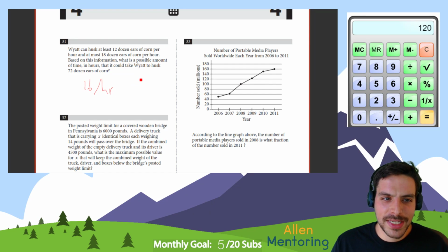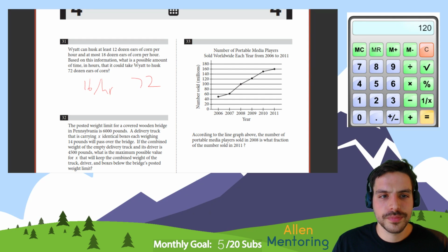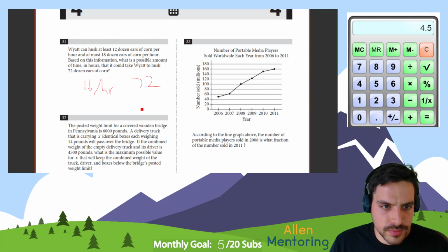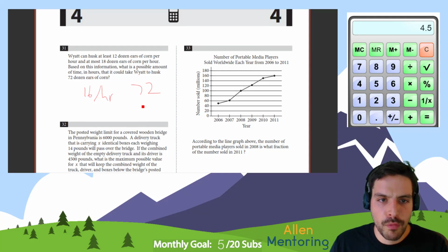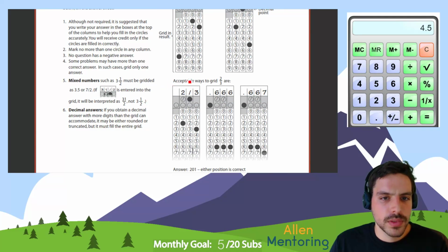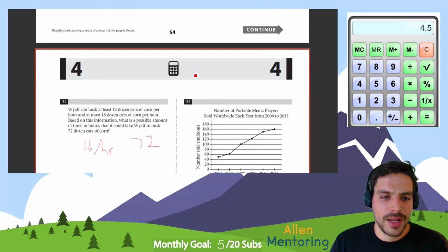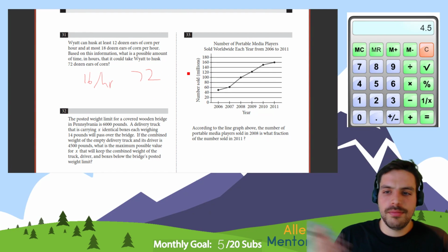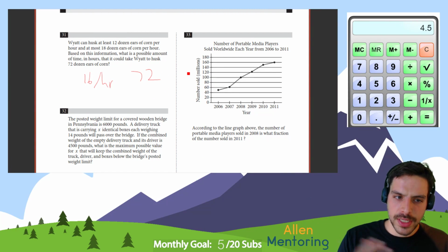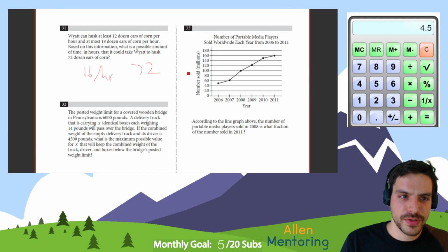Okay, how much time would he take to do 72? Well, all we have to do is divide 72 divided by 16, and he does about 4.5. Okay, so I can actually put 4.5 as a solution. As you can see right here, you can have decimal places as solutions. So I would probably put 4.5 as my answer, but there are a lot of correct answers in this case. So pick whichever one works for you.